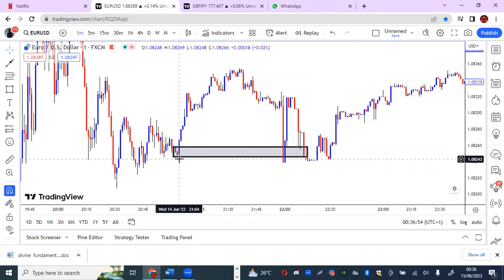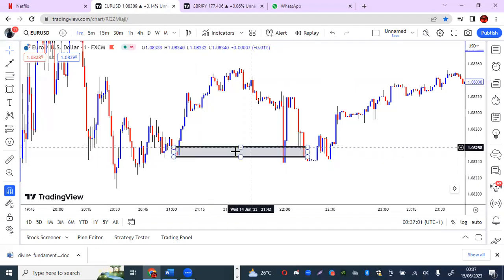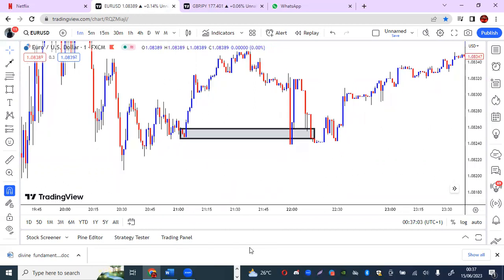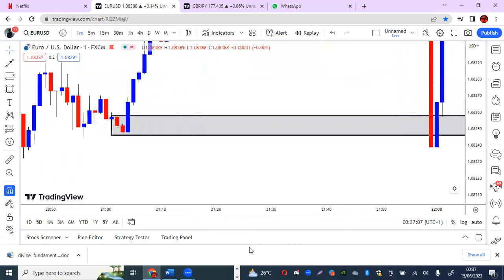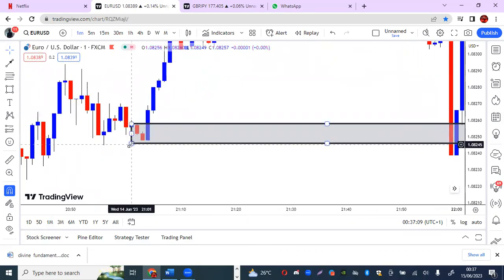If it has a wick, you cover just the body of the candle. If it doesn't have a wick, that means just the body. Like this one doesn't really have a wick, so we are covering, let me make it bigger, just the body. Cover just the body. That's all you need.